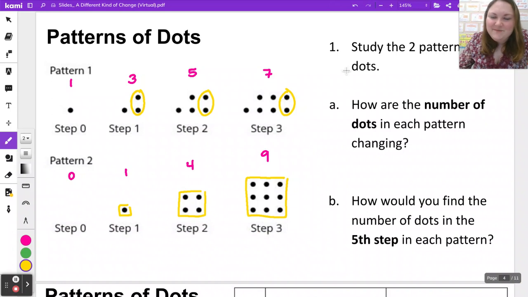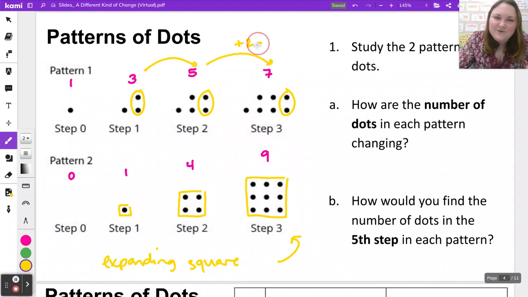We're going to answer B on the next slide for how many are in the 5th step. We first need to be able to identify this pattern though. The first one, we're adding 2 dots each time. And then pattern 2, it's not adding the same amount, but it's this expanding square. It's a square that keeps getting bigger and bigger. So I'm just going to write expanding square here to go with the second pattern. And here we keep adding 2 dots each time.